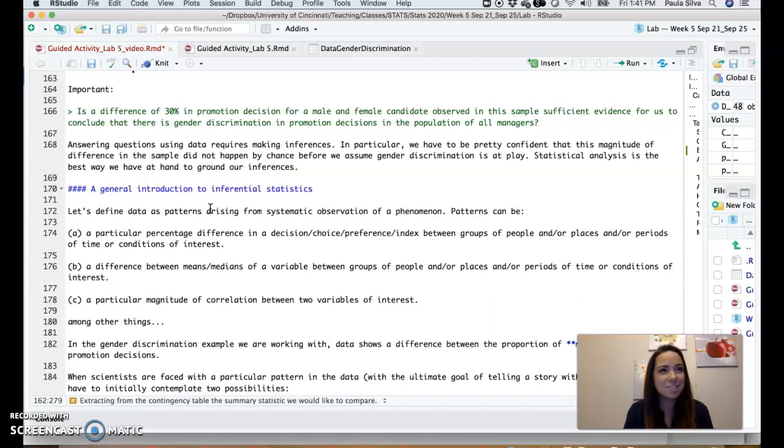Remember, people are innocent until proven guilty. That's the logic of statistical testing. We hold on to the idea that nothing is going on until we have sufficient evidence to dismiss that hypothesis. Statistical analysis is the best way we have at hand so far to ground our inferences.